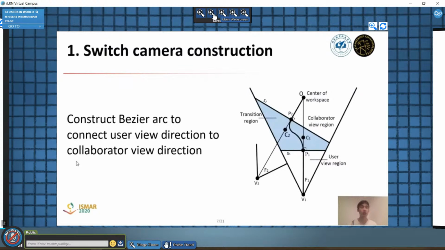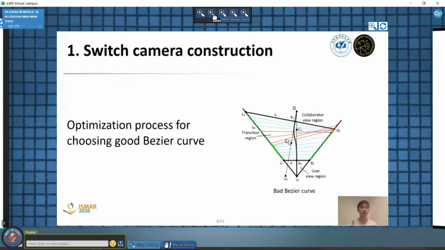The algorithm computes a cubic Bezier curve that connects P1 to P2. There are four control points, P2, C2, C1, P1. P2 and P1 are defined by the user and collaborator views. C1 and C2 are chosen with an optimization process. C1 and C2 are chosen to avoid faults over the transition region.